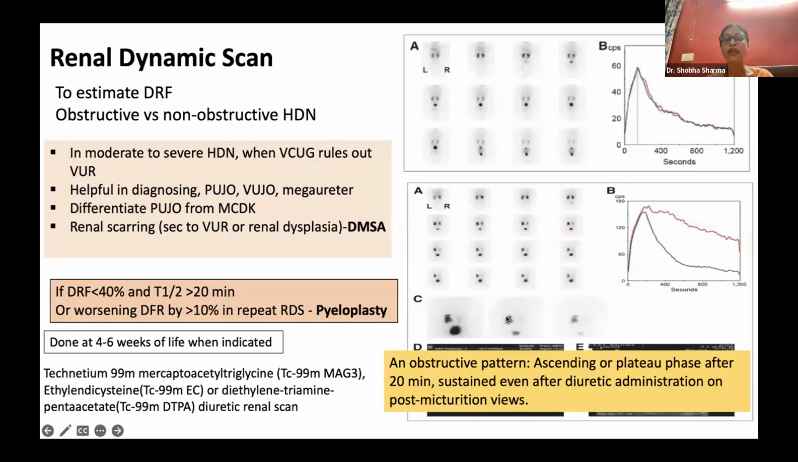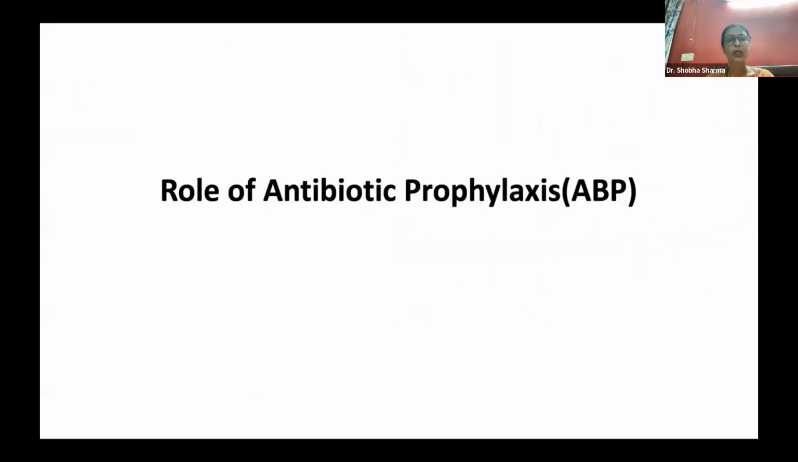Because of that, there is pelvic collection of the radiotracer, which is still there, and it is represented in the form of the plateau-type renogram curve, and it shows the obstructed system.